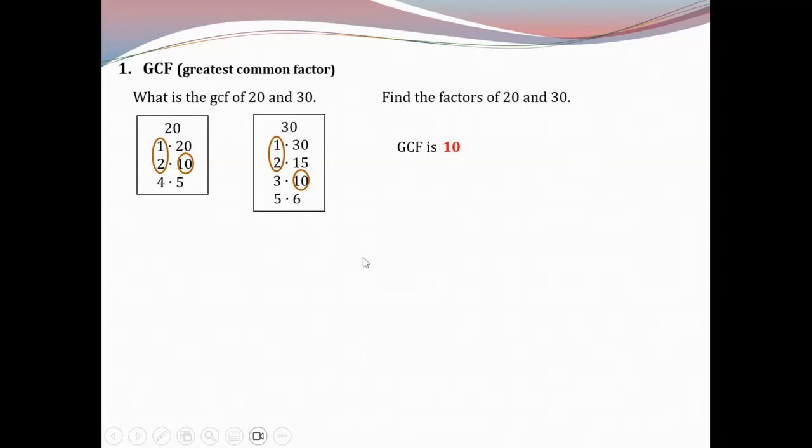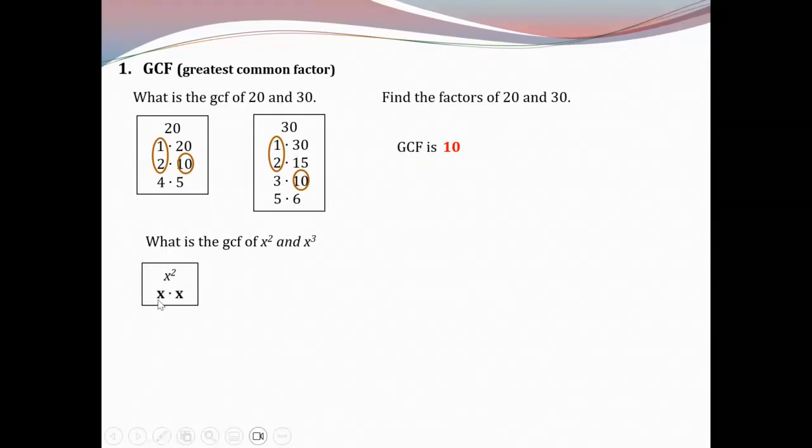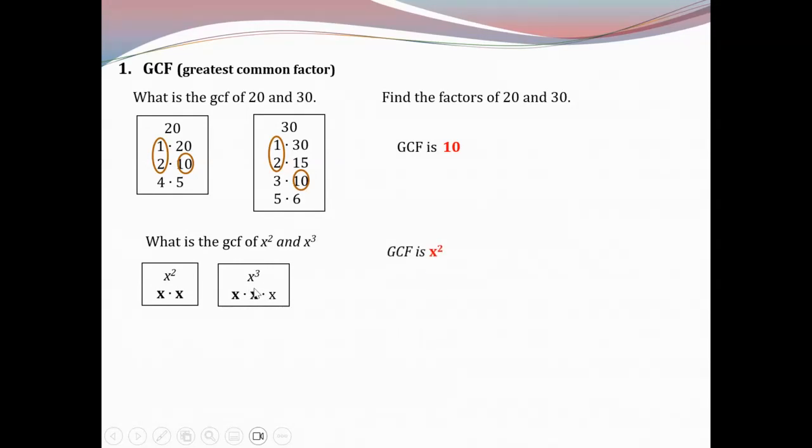Now, in math, there are also variables, right? Or the letters in math are called variables. So a quick example of the GCF of the variables. For example, what's the GCF of x squared and x cubed? So x squared is the same thing as x times x. And x cubed is the same thing as x times x times x. So how many do they have in common, right? They have in common 2 x's, right? There's 1 and there's 2. But here, guys, you don't add them, you multiply them. So the GCF of x squared and x cubed is going to be x squared.